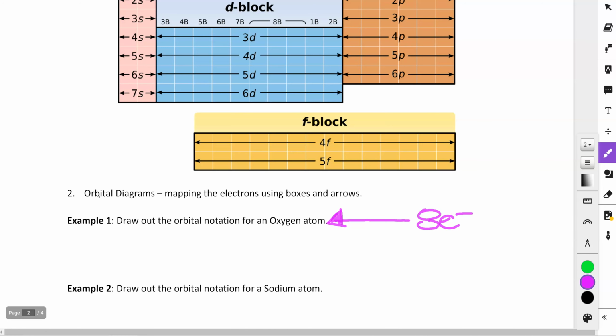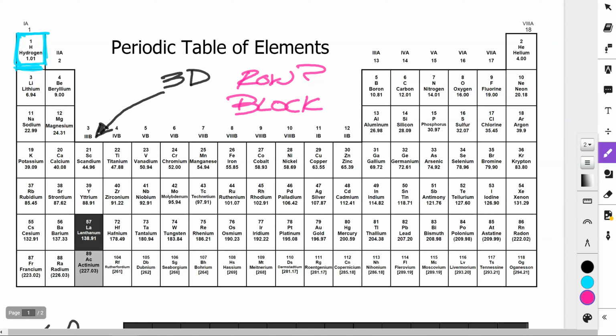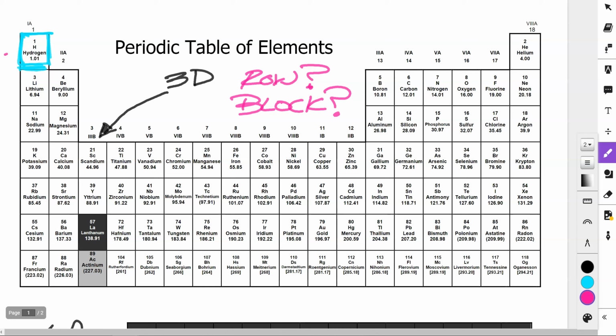So the way this works is you're always going to start with hydrogen. And you want to always ask yourself the same questions. What row am I in? What block am I in? And then how many electrons am I going to need? So what row, what block? We are going to be starting with hydrogen. Well, what row is hydrogen in? Hydrogen is in row 1. This is row 2, 3, 4, 5, 6, and 7. So it's in row 1.